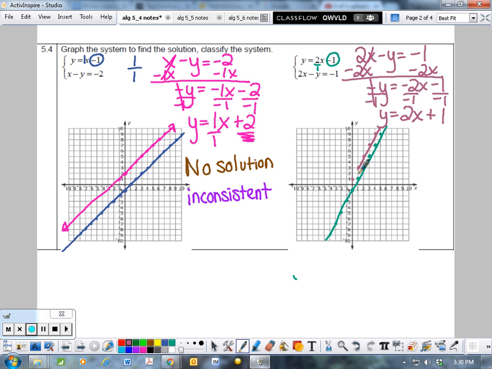And it looks like they might be parallel, so now we double check. 2 over 1, 2 over 1. We look good to go. So it looks like they are parallel, so there is no solution.